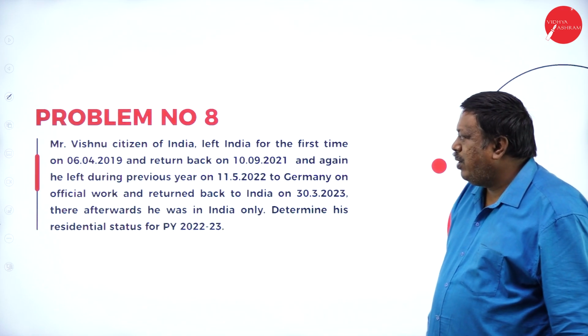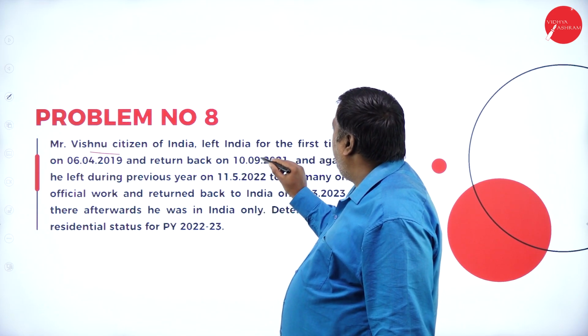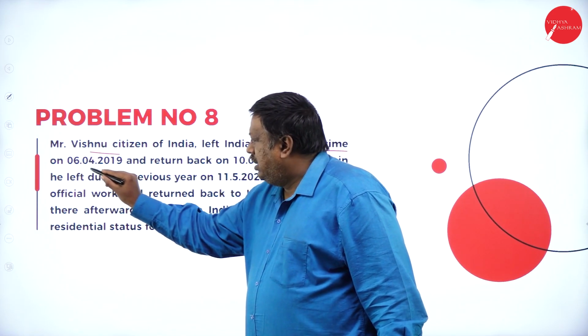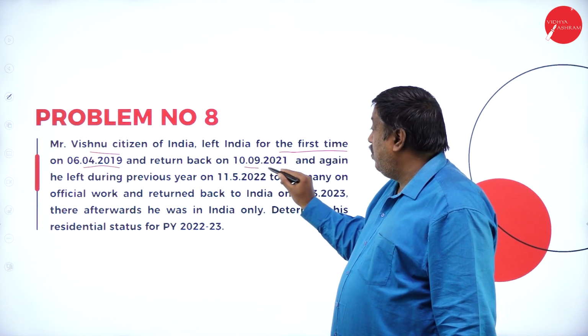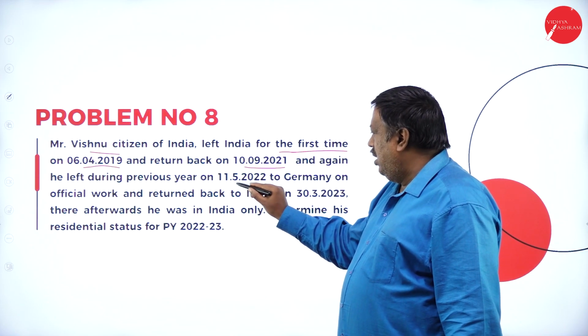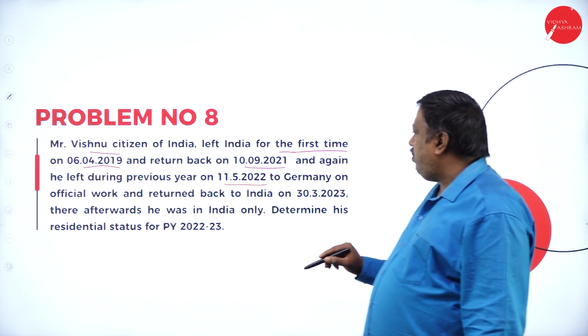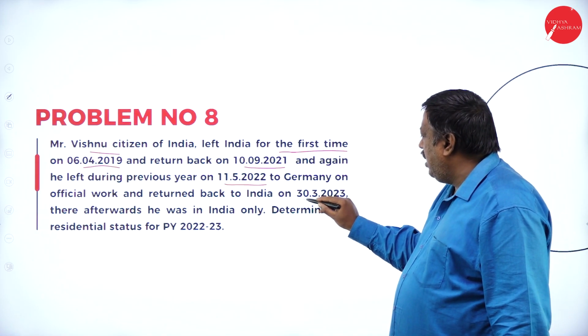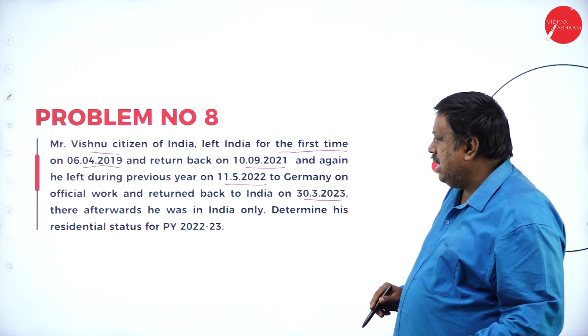Second, problem number 8. I'm Vishnu, where I left India for the first time on 6th April 2019 and returned back on 10th September 2021. During the previous year, I left India on 11th May 2022 and returned back on 30th March 2023. So what is my residential status?